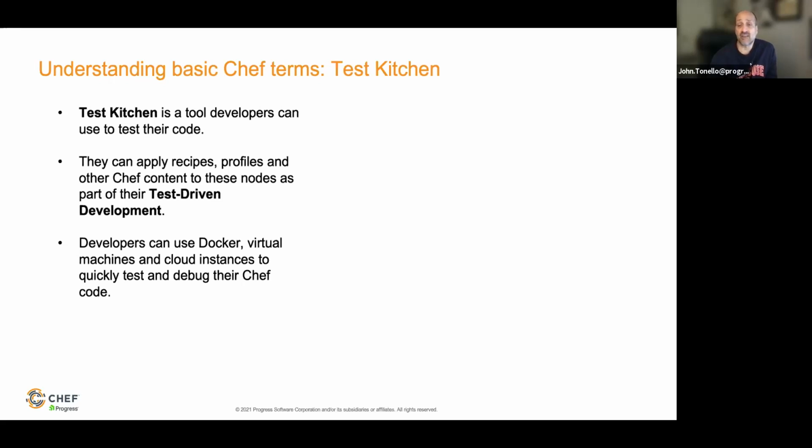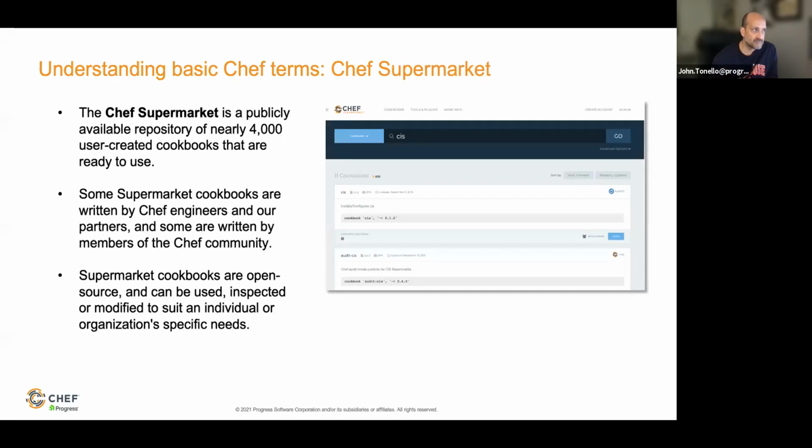And Test Kitchen enables you to very quickly iterate through the process. So as a team is working independently but together, they can be testing their code long before they push it up to the Infra Server, and long before they push it into test, build, and dev environments that way.